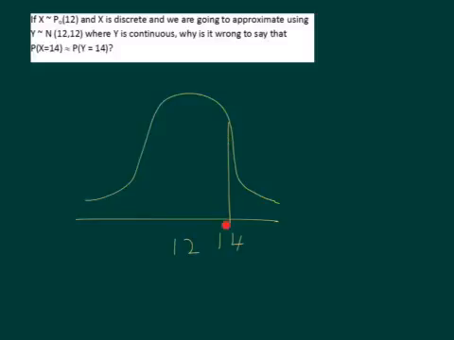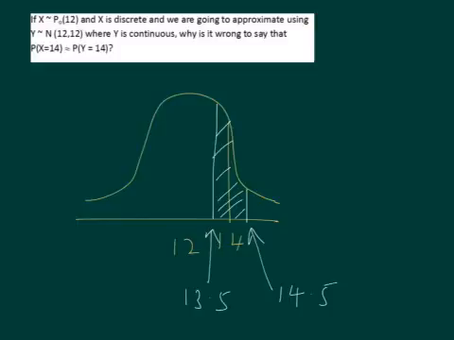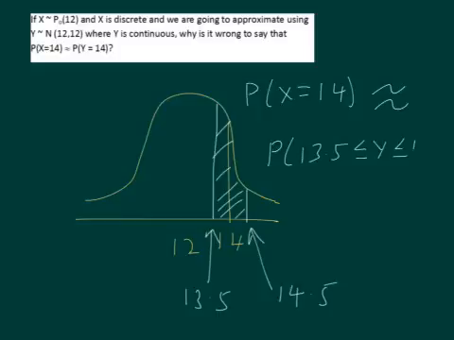Remember, in a normal distribution, the probabilities are worked out by areas, so we need to make this continuity correction, and we need to consider the bits either side, where that number there is 13.5, that number there is 14.5. So this whole area here, between 13.5 and 14.5, is the probability that Y is 14. So what we need to do is to say the probability that X is 14 is approximately equal to the probability that Y is between 13.5 and 14.5.